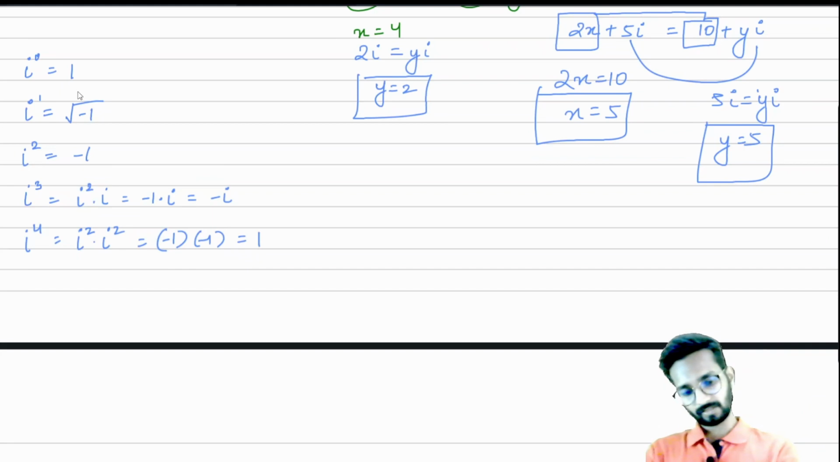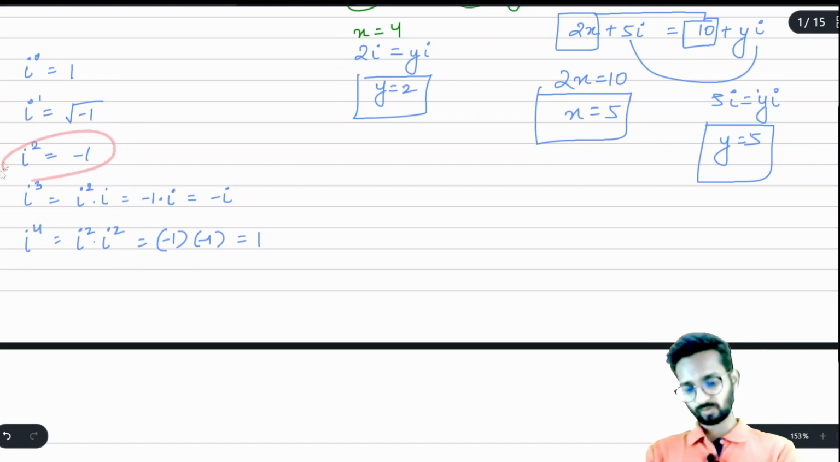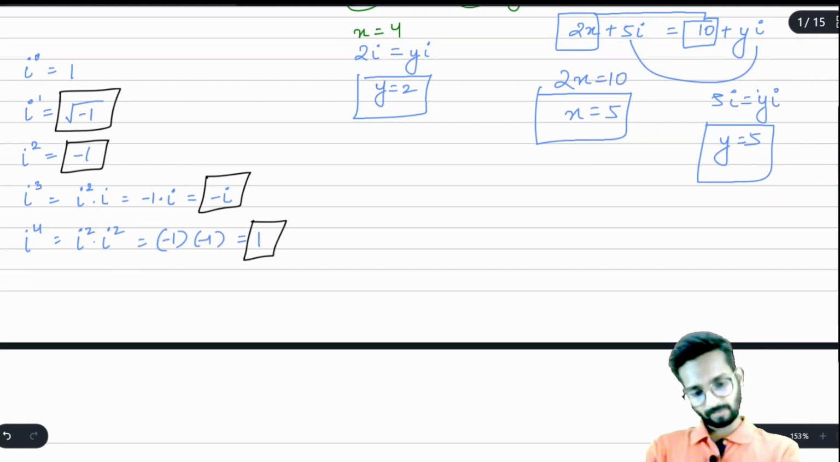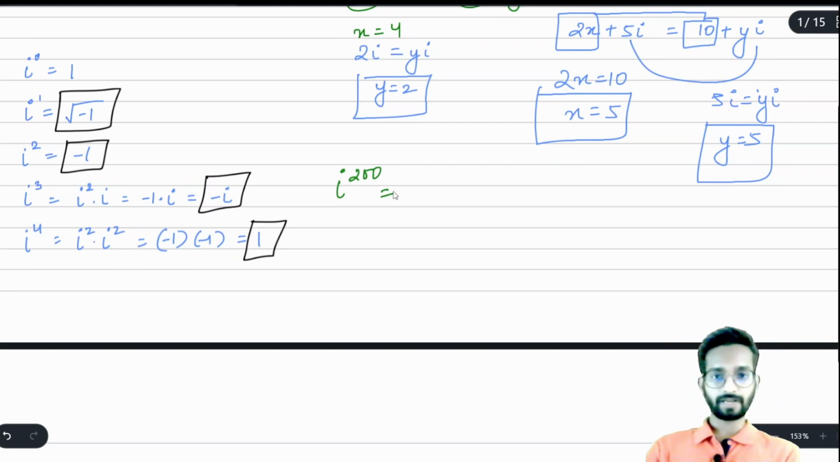What we have to remember is these 4 things only. I power 1 is root of -1, i square is -1, i power 3 is -i, and i power 4 is 1. See what happens here, I will just circle. Why do we have to remember this? Because there might be a question which asks us to solve what is i power 200. Now how will we find i power 200?